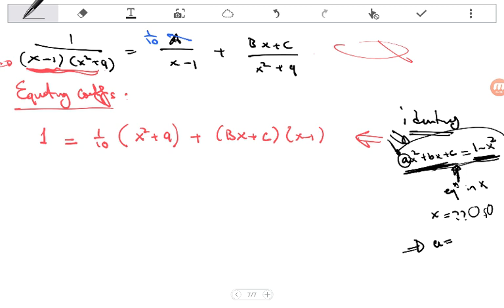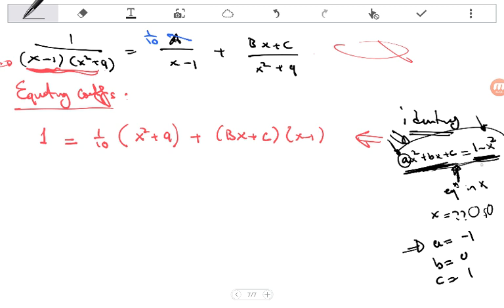So the coefficient of x squared here will be identical to the coefficient of x squared here. What is the coefficient of x squared in the right hand side? It will be -1. And what will be b, the value of b? It will be 0. What will be the value of c? 1. So this is how I would deal with an identity.